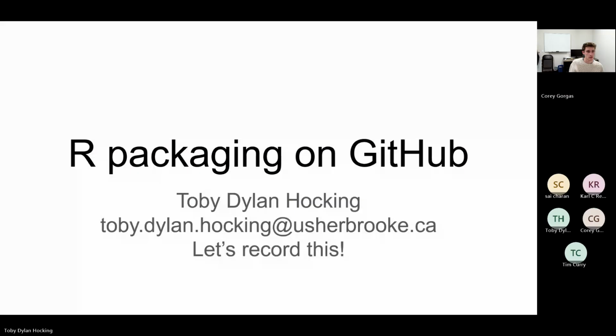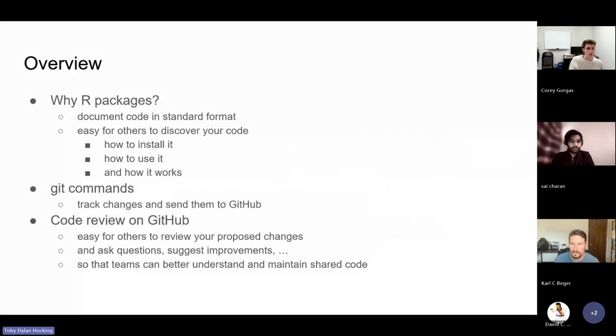And the idea is that we're going to discuss three things. First, why do we want to do R packages? The reason is we can document our code in a standard format, and it makes it easier for others to discover the code. I think that's important for this data science reproducibility thing. In particular, this makes it easy for people to discover how to install your code, how to use it, and how it works.